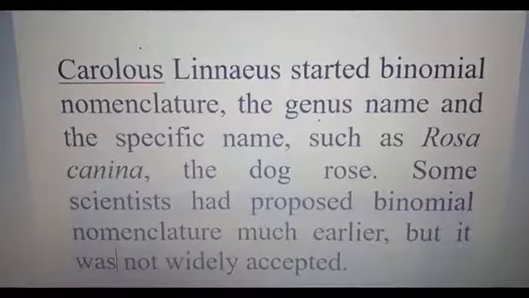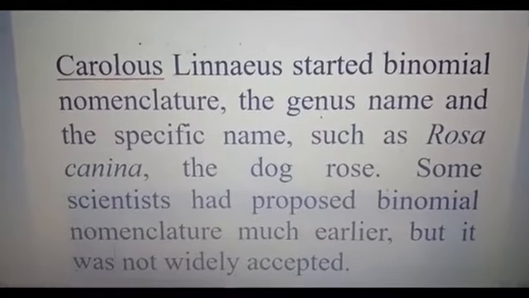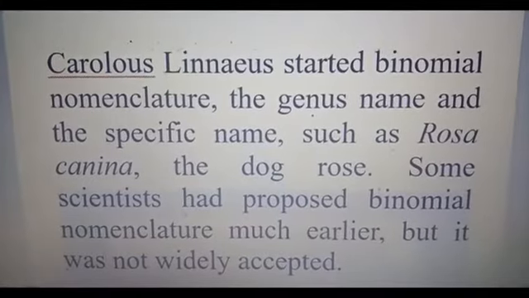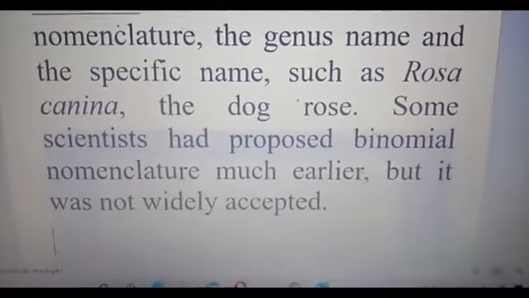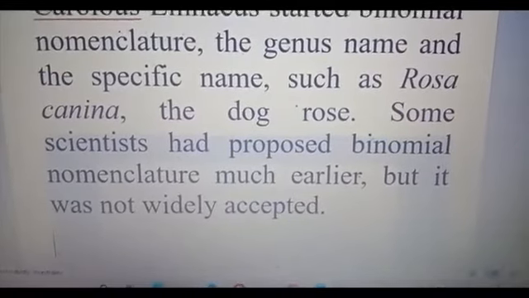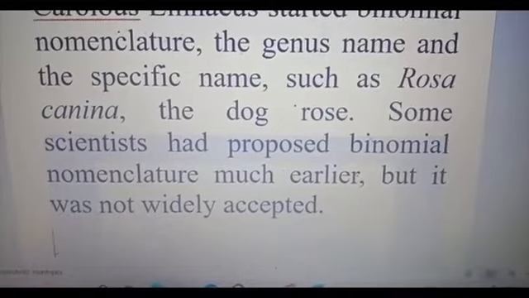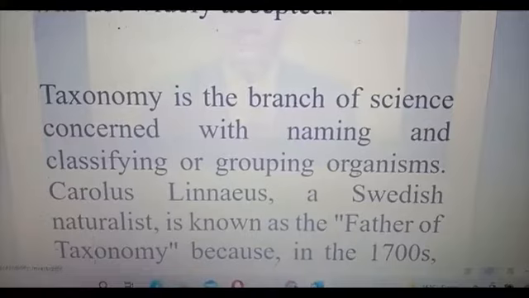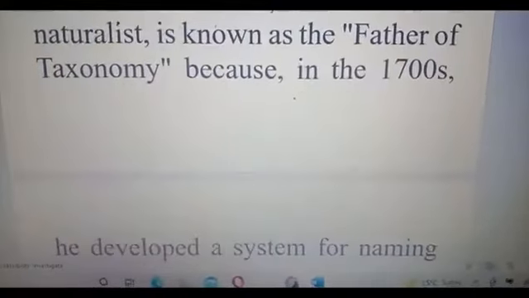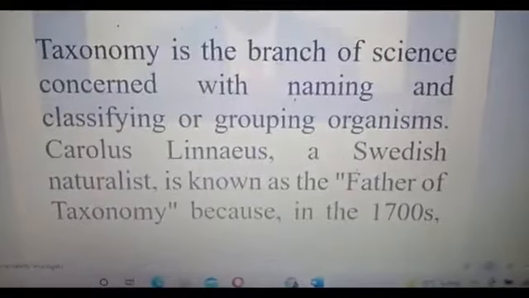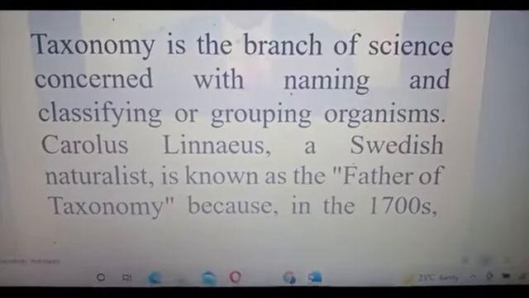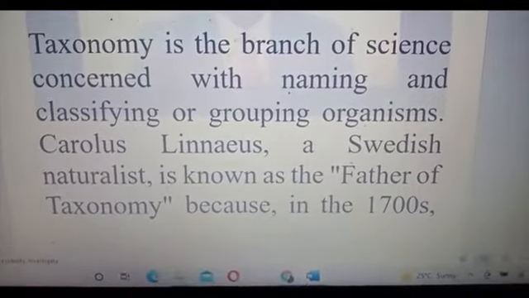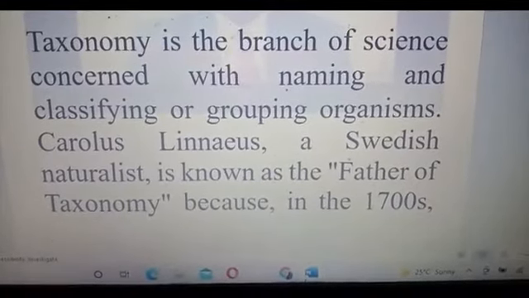Thank you. Carolus Linnaeus started binomial nomenclature. The genus name and the specific name, such as Rosa canina, the dog Rose. Some scientists have proposed binomial nomenclature much earlier, but it was not widely accepted. Taxonomy is a branch of science concerned with naming and classifying or grouping organisms. Carolus Linnaeus, a Swedish naturalist, is known as the father of taxonomy.